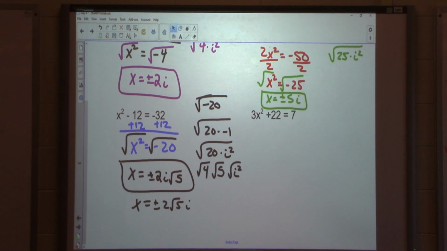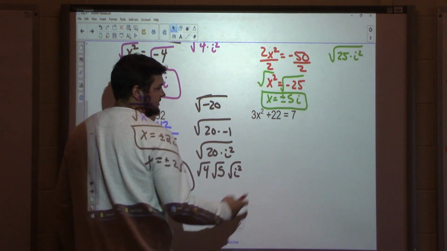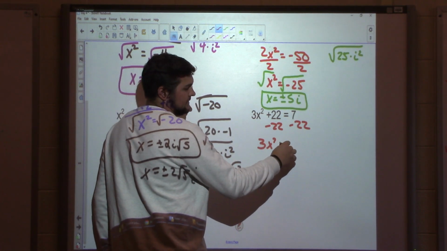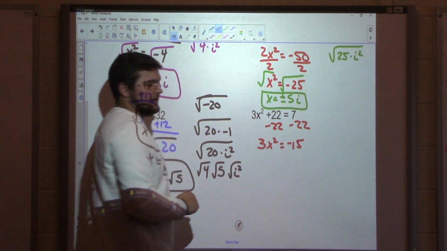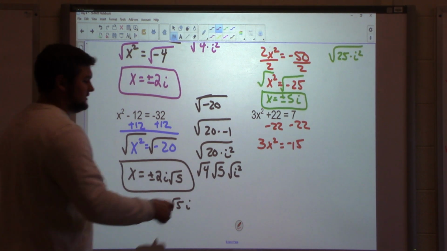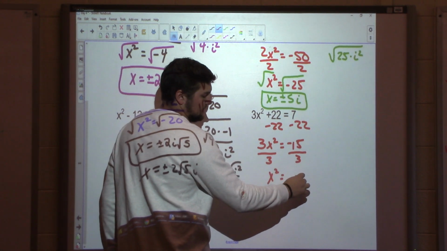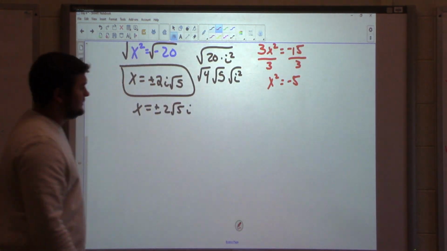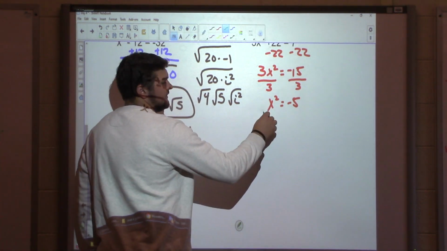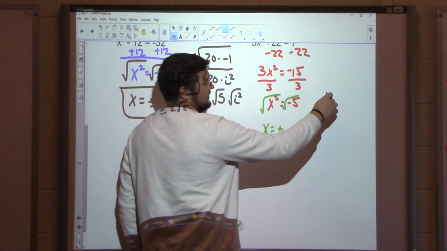So, first thing we're going to do, subtract 22 on both sides. Minus 22. 3x squared equals negative 15. Then I'm going to divide by 3. x squared equals negative 5. Square root both sides. I get x equals positive negative.